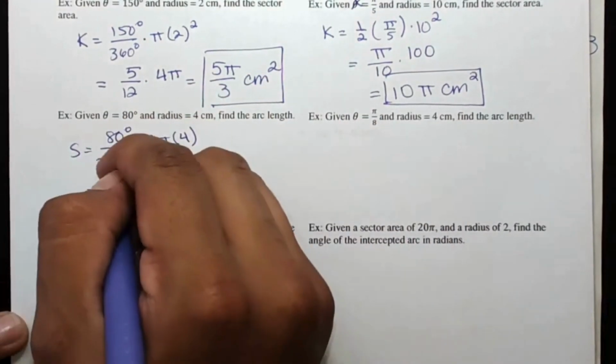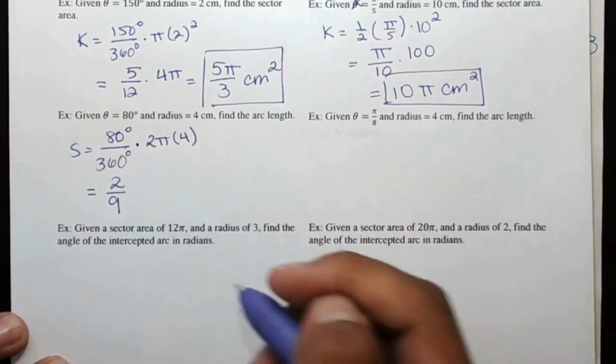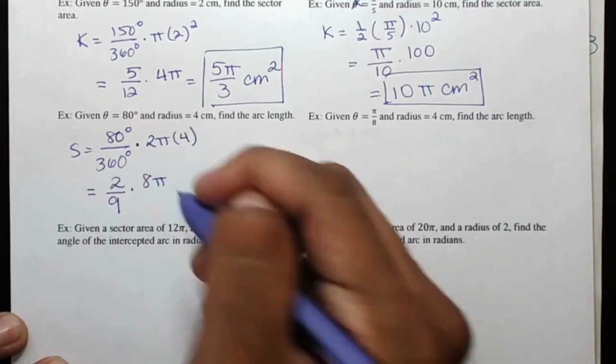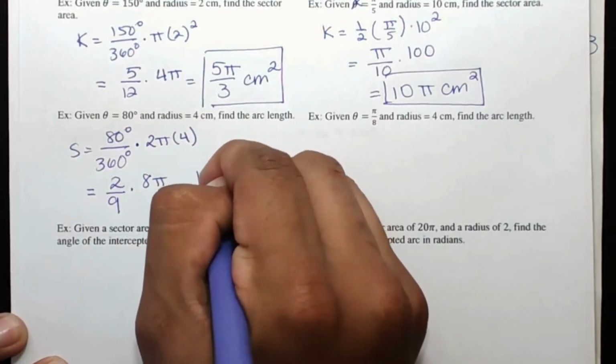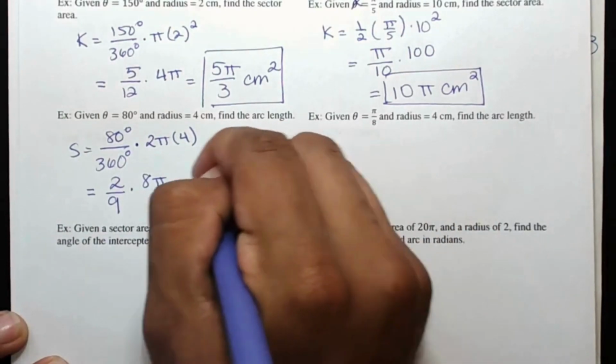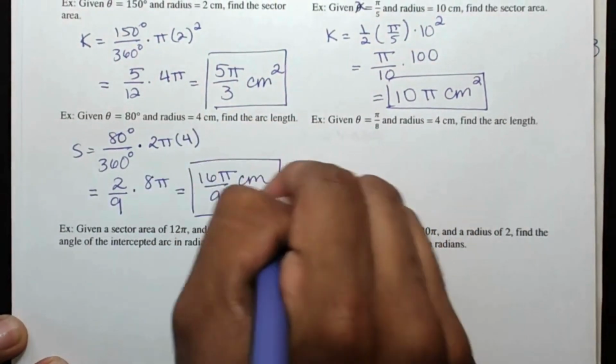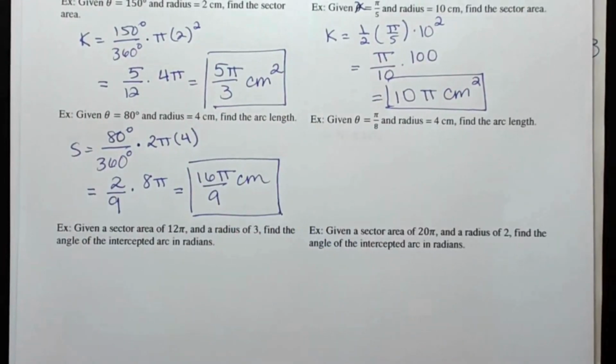So 80 over 360 reduces to 2/9, and this is 8 pi. Well, it ends up just multiplying out to 16 pi over 9 centimeters. And we're talking about a length, so we don't put squared on our units.